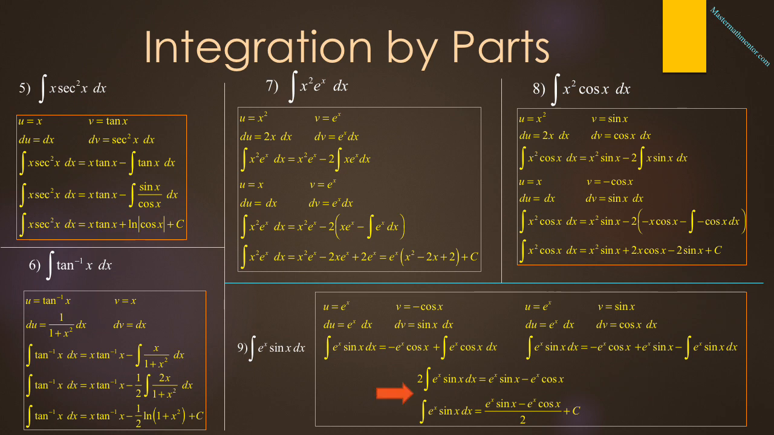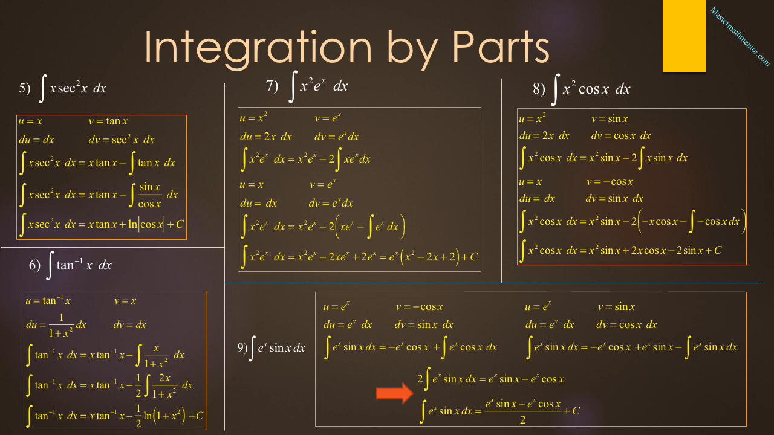And yet we are only 2 steps away from solving the problem. In the last statement, take the negative integral of e to the x sine x dx and bring it over to the left-hand side of the equation. So we're left with 2 integral e to the x sine x dx equals e to the x sine x minus e to the x cosine x.